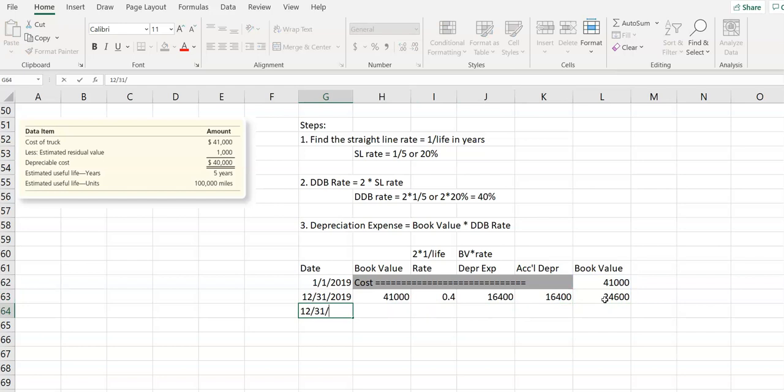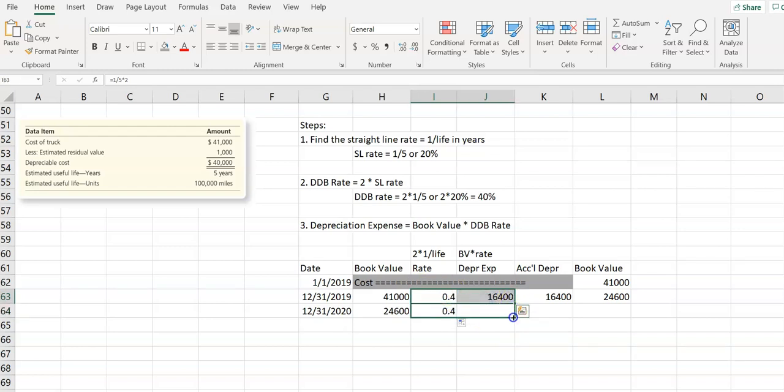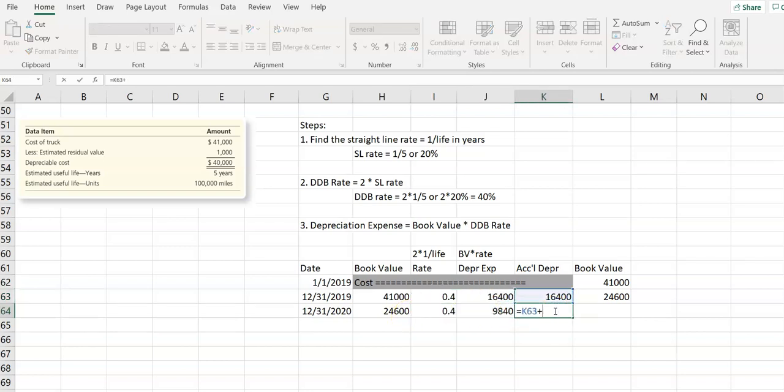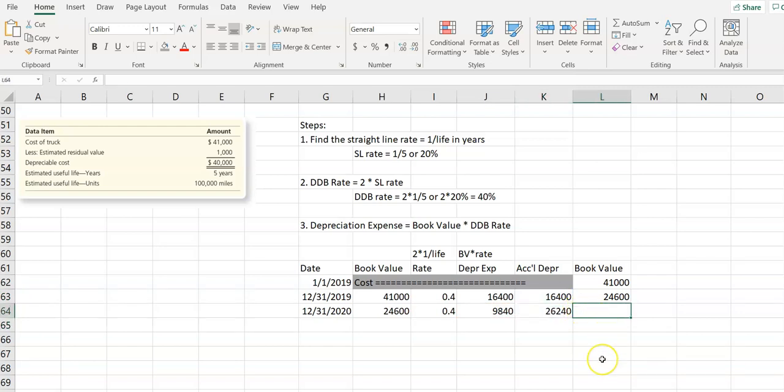So the next year, my book value is now 24,600. My rate stays the same, so I'm just going to copy that down. Actually, this whole little thing stays the same. It's my book value times the rate. My accumulated is the previous year plus the current year. And then my book value is my cost minus my accumulated depreciation. Then 12/31/2021. I could copy my formulas down, I'm just not, because I'm showing y'all where the numbers are coming from.